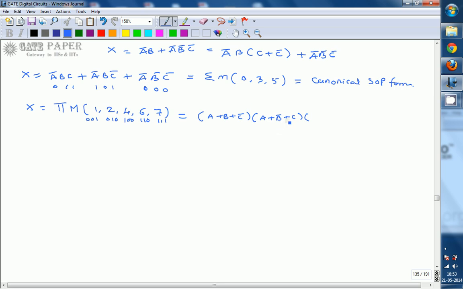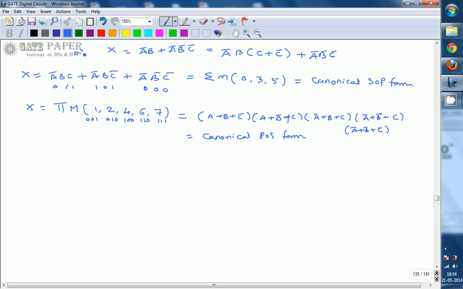So a bar plus b bar plus c, and again we are going with 1 0 0. 1 is nothing but complement, and 0 implies nothing but true values plus c, and 6 is nothing but a bar plus b bar plus c, and 7 is nothing but a bar plus b bar plus c bar. This is what, if you are going with product of sums, is called the canonical POS form. Canonical POS form.